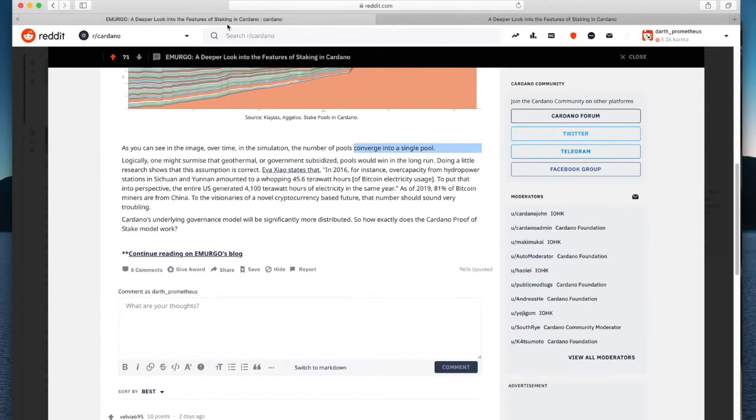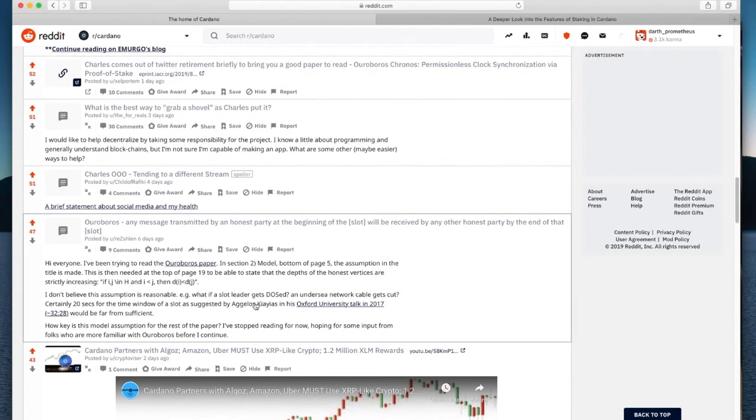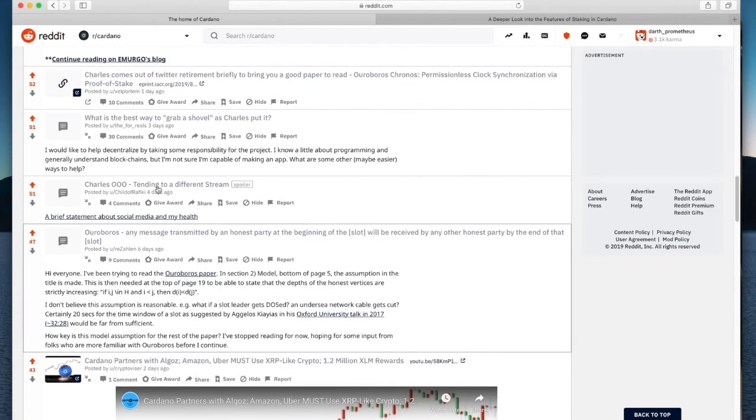So, heading back over to Reddit. Moving on to number five for the week, and this is July 20th, so I'm going to be updating it by week. Number five here, Charles comes out of Twitter retirement briefly to bring you a good paper to read: Ouroboros Kronos, permissionless clock synchronization via proof of stake. So a little background, Charles went into Twitter and Facebook retirement because he's on vacation.